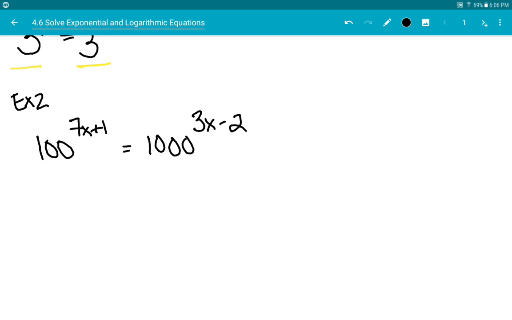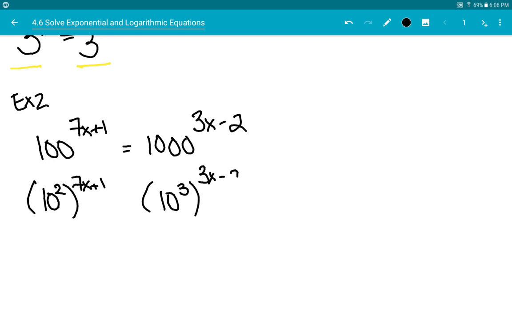Okay, if you're saying 10, you're on the right track. We're going to convert both 100 and 1,000 to a base of 10. So 10 to the second power is going to be 100, so we're going to make sure that's a power of 2. And 10 to the third power is 1,000. So that's 3x minus 2.